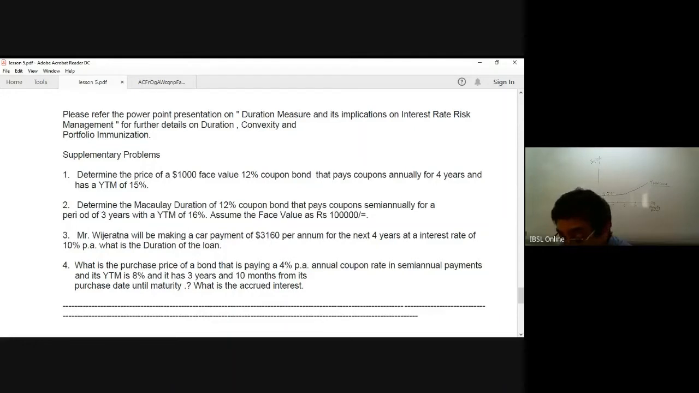Now what else do we have to do? All these present values, when you total them up, you will get a total value. From the total value you can get a weight. Then the next column would be the weight column, and the last column would be the time into weight column. From that you will be in a position to calculate the duration. Is that okay? Just try it and see whether you can do it.